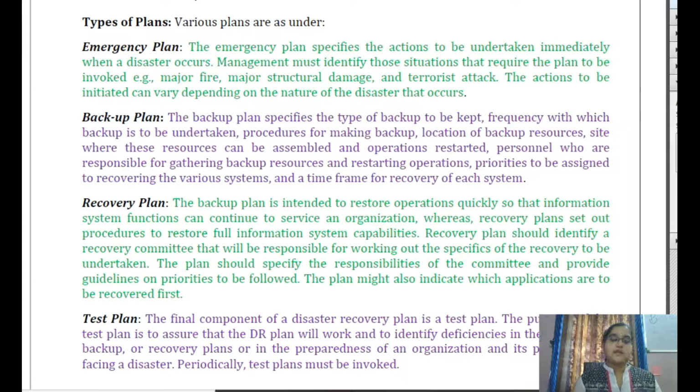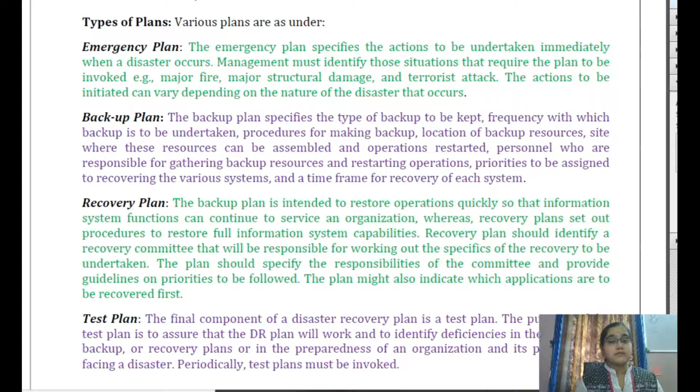Then comes recovery planning. See, the emergency plan first will try to make the effect of the disaster a bit less, and try to get the business function into action. But the recovery plan tries to get the entire information system into function. So this will be in the mid stage, where it will try to restore all the operations completely. The full information system operation will be recovered by the recovery plan. The recovery plan will be identified by a recovery committee, and they will be responsible for the specific activities of the recovery plan.